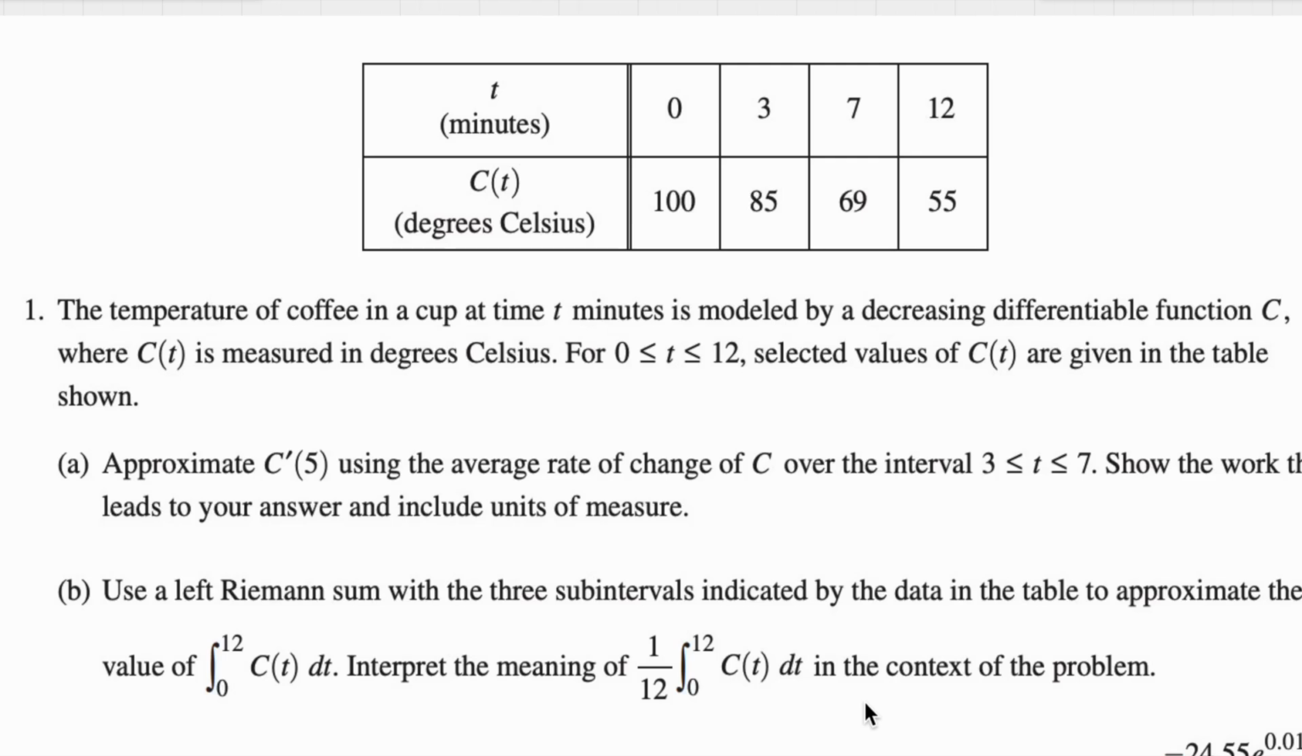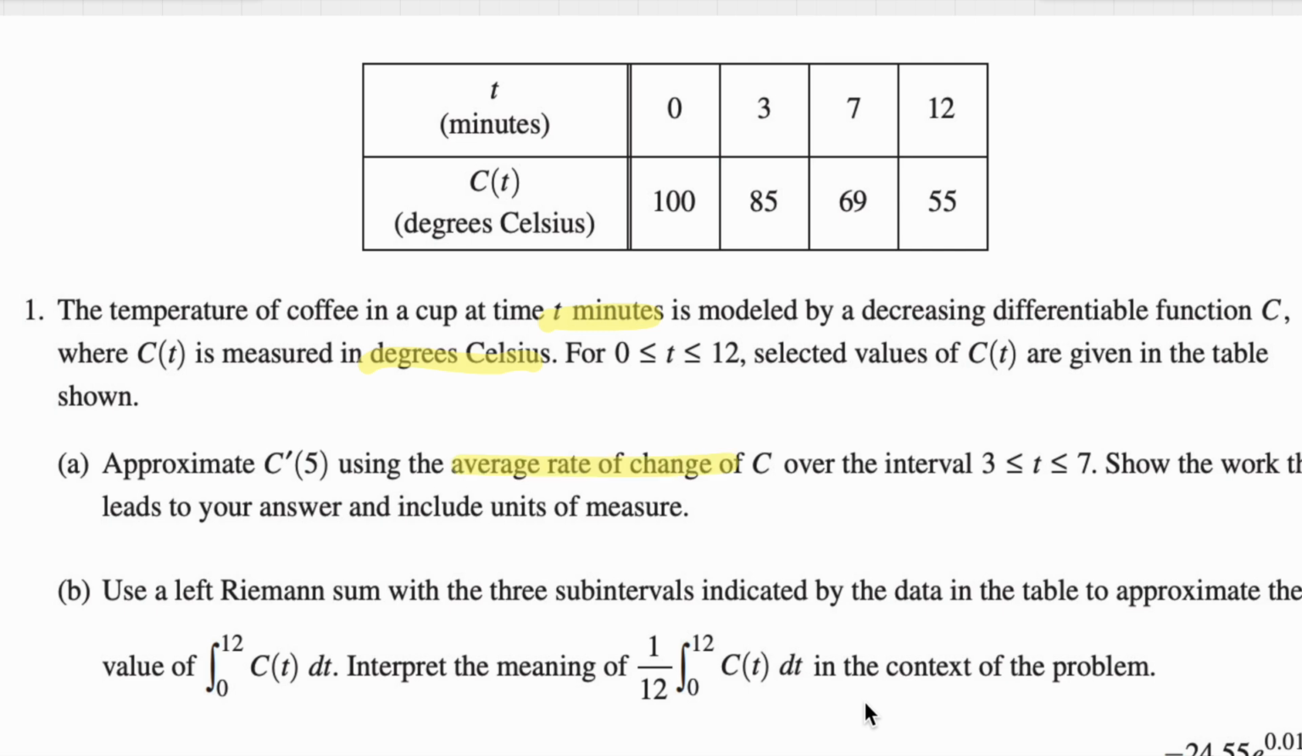Today, we'll be going over the 2024 AP Calculus BC FRQ, Part 1, for this video. Okay, so number 1, so we have the temperature of a coffee in minutes modeled by C of t in degrees Celsius, okay? A, approximate C prime of 5 using the average rate of change.